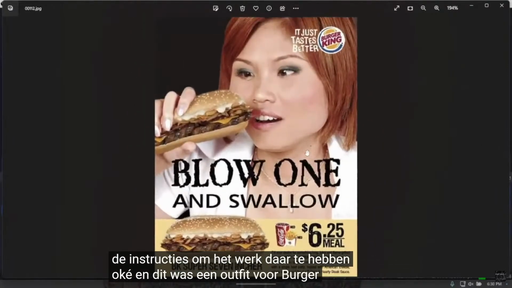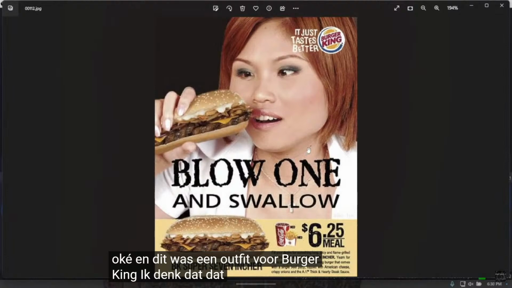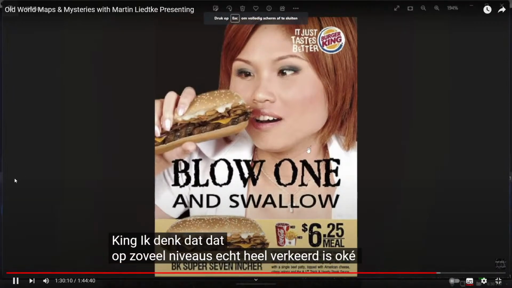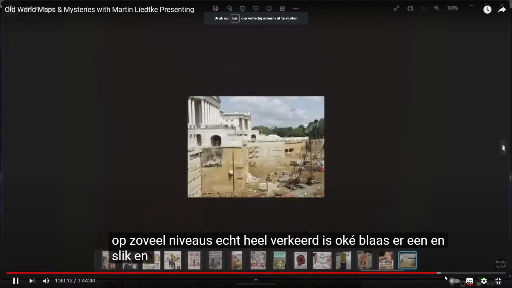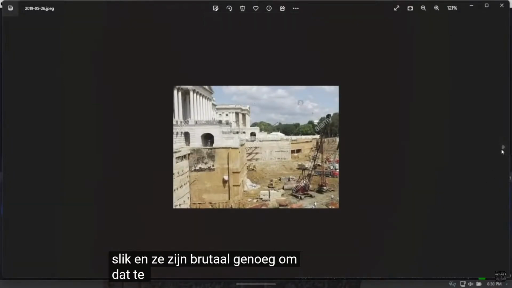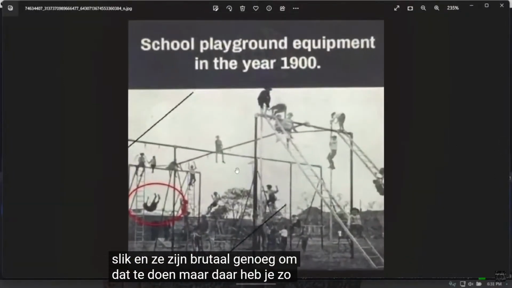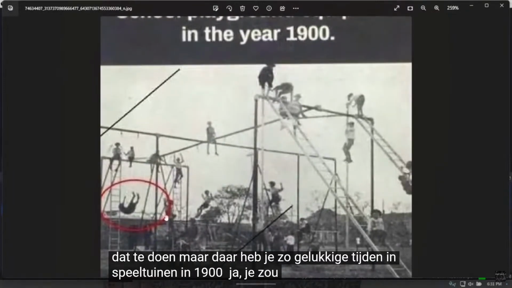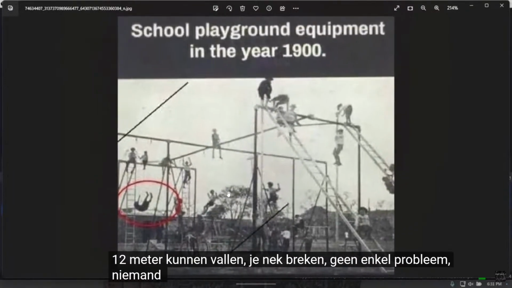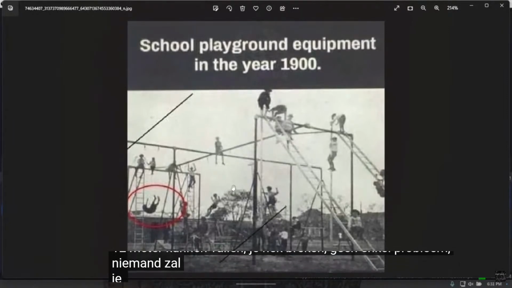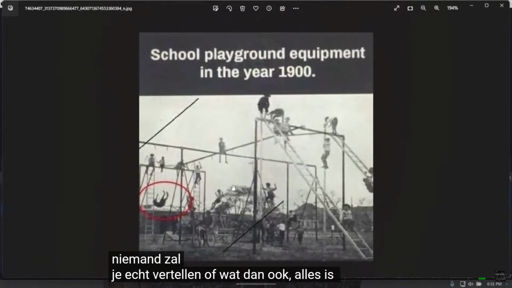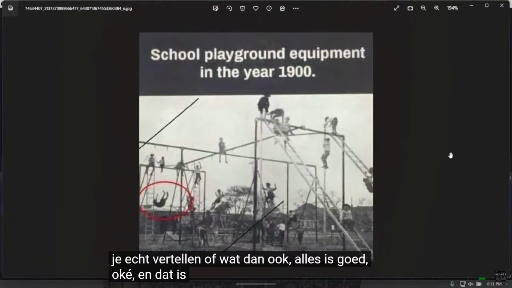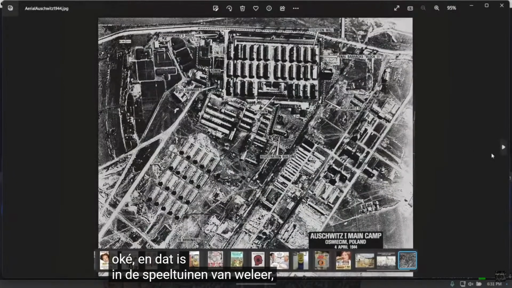And this was an advert for Burger King. I think that's really wrong on so many levels, okay? Blow one and swallow. And they are cheeky enough to do that. But there you are. So, happy times in playgrounds in 1900. Yeah, you could fall 40 foot, break your neck, no problem whatsoever. No one is going to actually tell you off or anything. All is good, okay? And that is in the playgrounds of old.